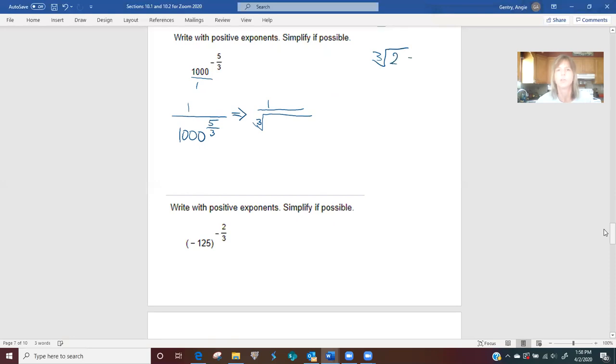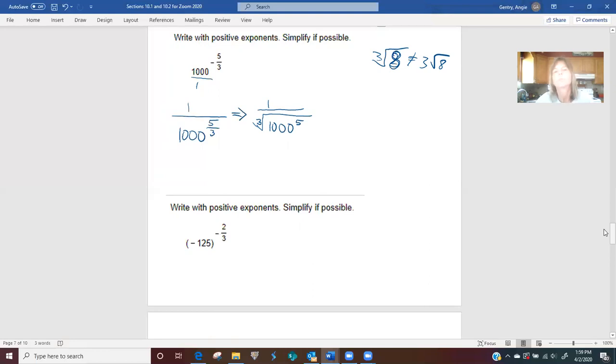Cubed root of 8, let's say, is very different from 3 times the square root of 8. You see what I'm saying? This really is 3 times square root of 8. This is really a cubed root of 8, so be careful with this. Okay, cube root of 1,000 to the 5th.